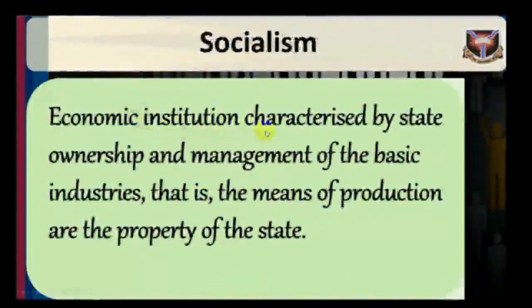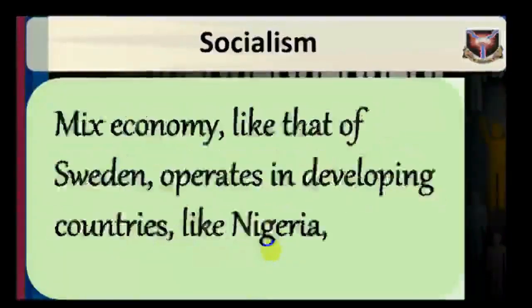2. Socialism. Socialism is an economic institution characterized by state ownership and management of the basic industries. That is, the means of production are the property of the state. In many nations, the global forces of capitalism mix with socialist principles. Many European nations, for example, have strong elements of socialism. Sweden supports numerous state-run social services, such as healthcare, education, and social welfare programs, but its industry is essentially capitalist.